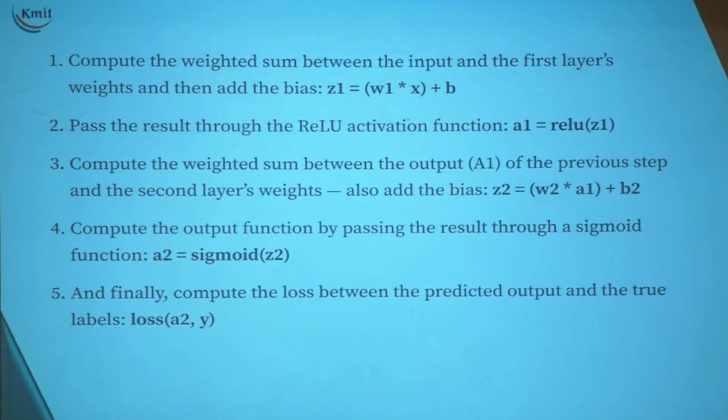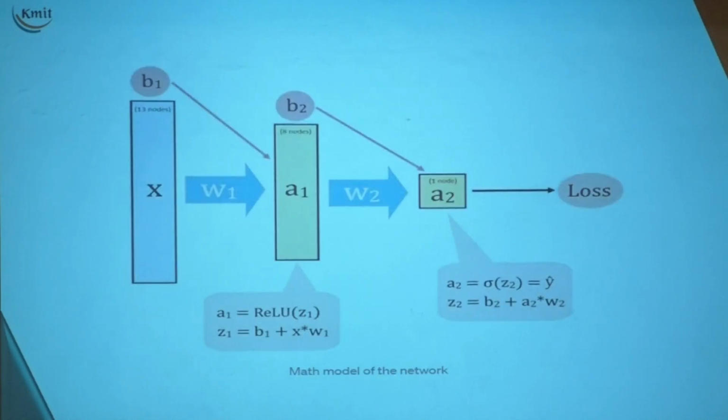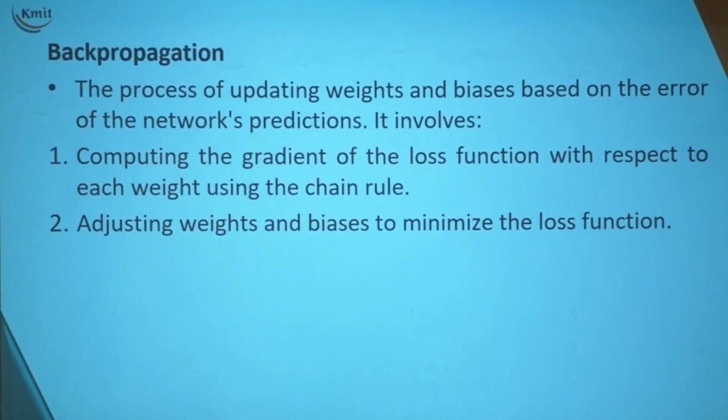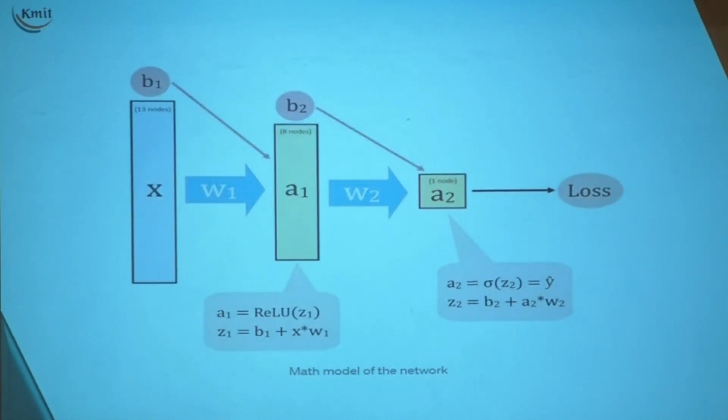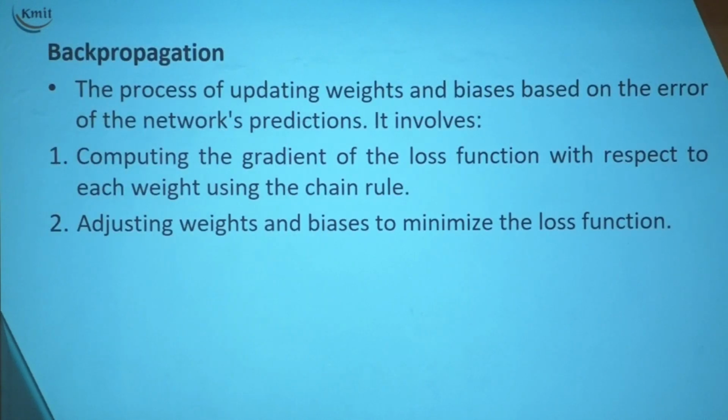What is the loss here? A2 is the predicted one. Y is the actual one. A2 is what? The final output which is predicted. Y is the actual value. Okay. Look at this. B1, B2, biases, ReLU of that one, sigmoid of that one, and then finally we calculate what? Loss. Backward propagation.